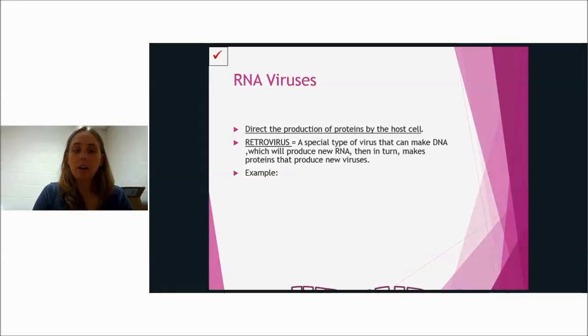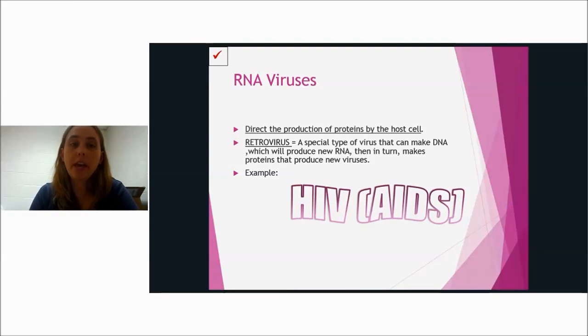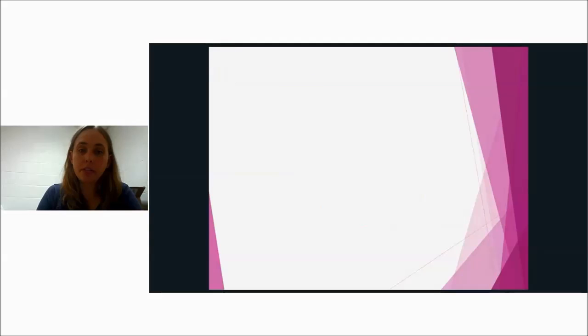RNA viruses direct the production. They have RNA in their cells instead of DNA. So they direct the production of proteins by the host cell. They are called retroviruses. It's a special type of virus that can make DNA, which will produce new RNA, which in turn makes proteins that produce new viruses. An example of an RNA virus is HIV/AIDS. They start with RNA, and then they make copies of it to produce the DNA.